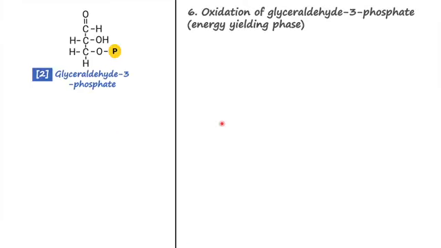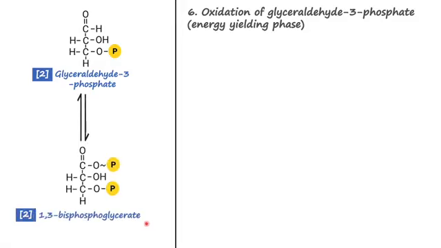So the next reaction is the oxidation of glyceraldehyde 3-phosphate, and remember that now we are in the third phase of glycolysis, which is the energy yielding phase. And also remember that there are always going to be two molecules synthesized after every reaction. So glyceraldehyde 3-phosphate is oxidized into 1,3-bisphosphoglycerate with the help of the enzyme glyceraldehyde 3-phosphate dehydrogenase.